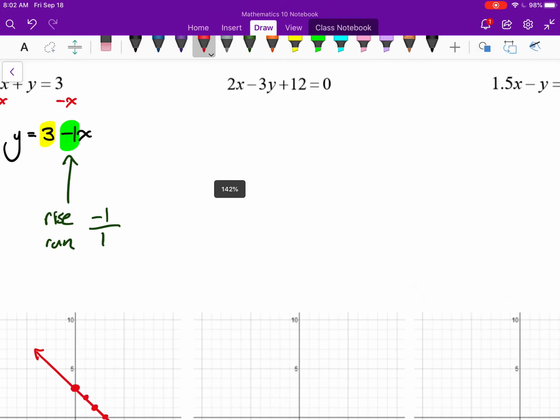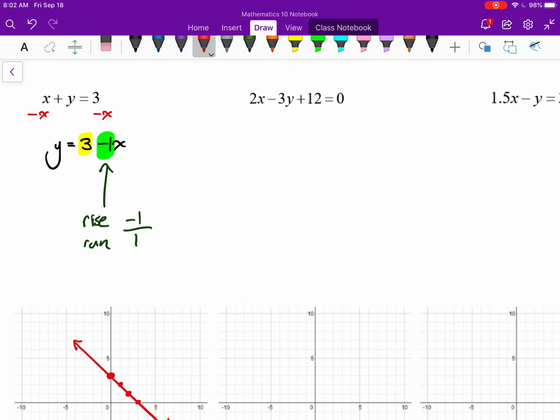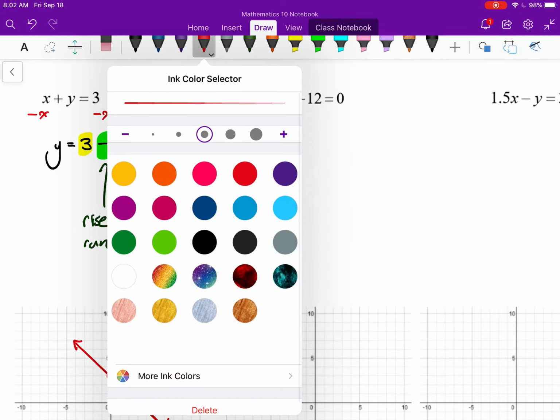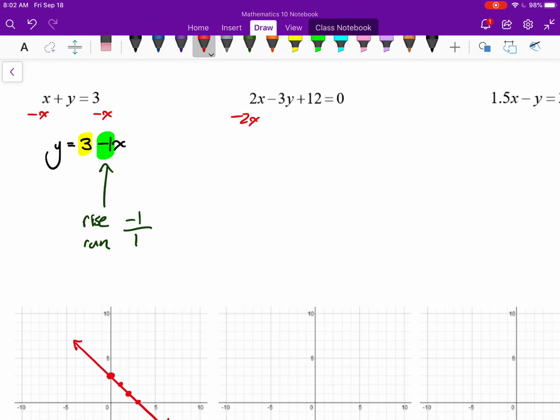So now the next one, 2x minus 3y plus 12 equals 0. I want to isolate y. There's a few things I could do. I could, although I'm going to erase this eventually, minus 2x from both sides. And then I could subtract 12 from both sides. And I would have negative 3y left on the left-hand side. That's OK. However, I don't have to have y on the left-hand side. I can have y, just has to be by itself. It has to be isolated.